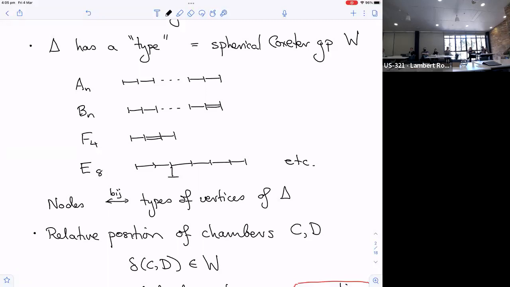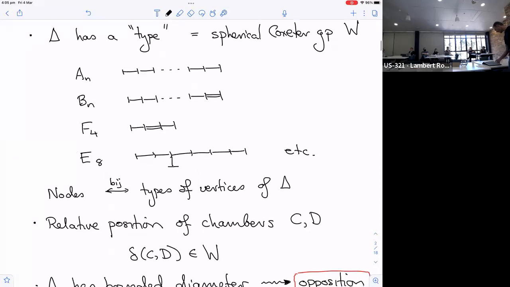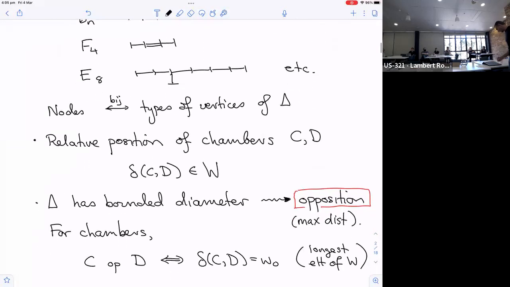Now the nodes of the diagrams are in bijection with the types of the vertices of the simplicial complex, so we're thinking of the building in this general way as a simplicial complex. It's got these chambers, which are the maximal simplices, and each chamber has a vertex of each of the types, where the types are 1, 2, 3, 4, just whatever you want to call the vertices here.